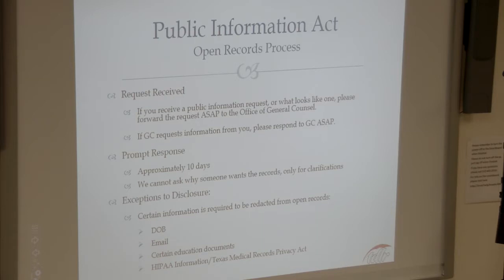Those are some examples at the bottom of some types of information that we typically see that are confidential or not subject to disclosure. And a lot of that has to do with information about some third party, like a person's date of birth, their personal email address, medical records about that person that we might happen to have in our possession. Those kinds of things are considered confidential, and we would not disclose them.